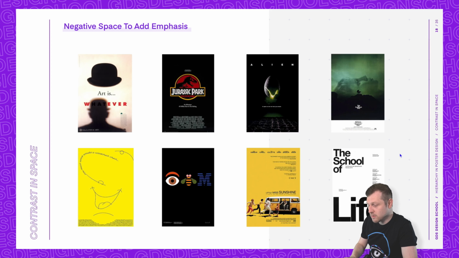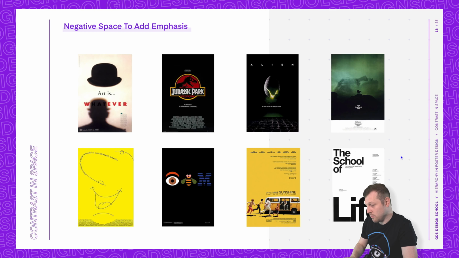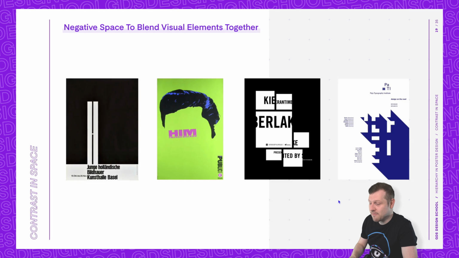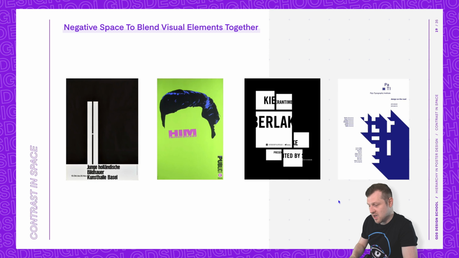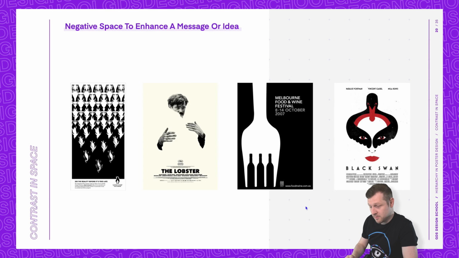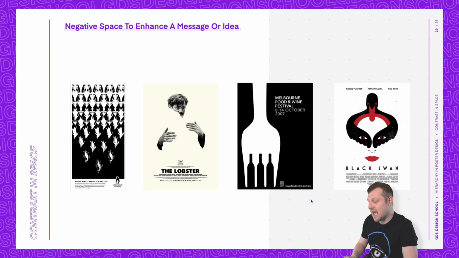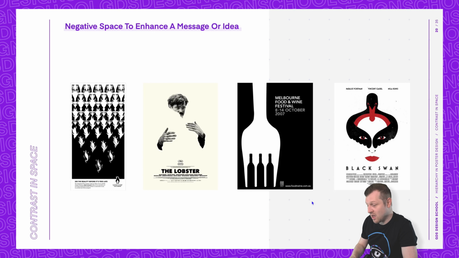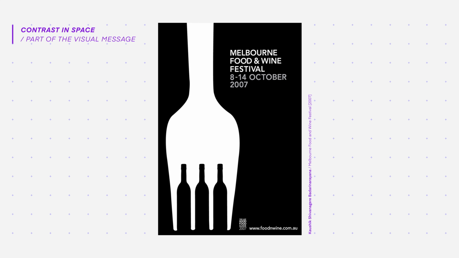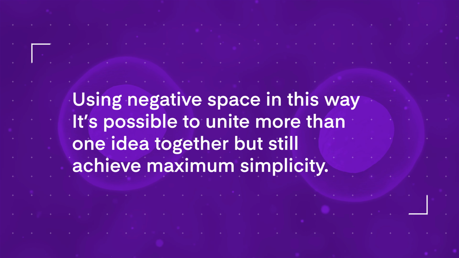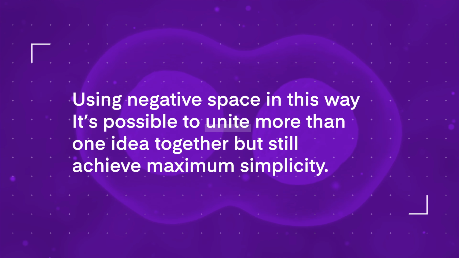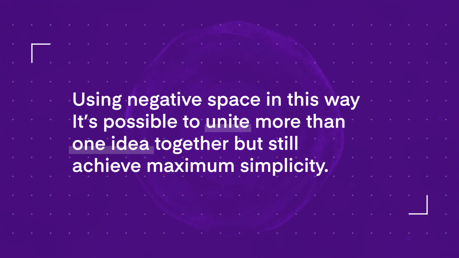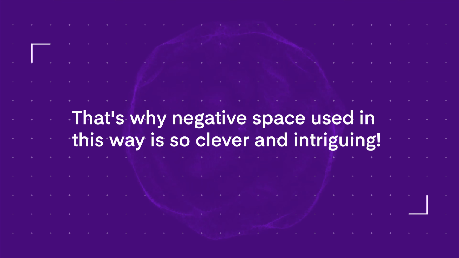In the previous examples, space was doing just one job, which was to simplify and add emphasis to prominent visual elements. Here, space is doing two jobs. The negative space not only gives emphasis to establish a clear visual hierarchy, but works as part of the holistic visual message. Using negative space in this way, it's possible to unite more than one idea together, but still achieve maximum simplicity. That's why negative space used in this way is so clever and intriguing.